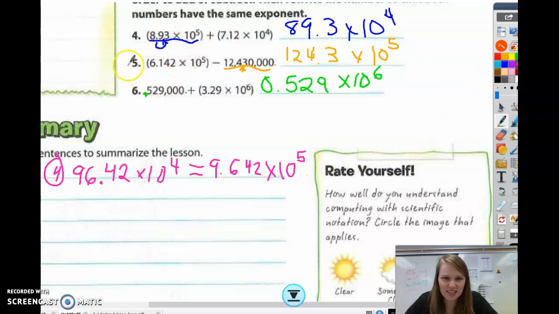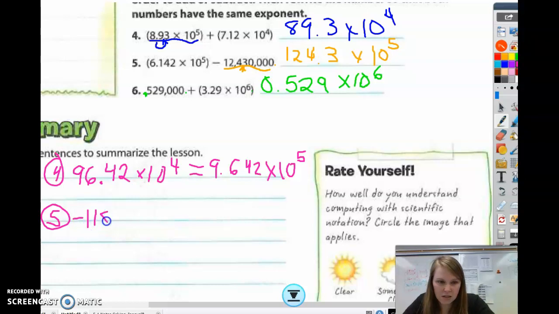So we got this. So number 5. Let's see if we can do number 5. Again, it's not asking us to, but hey, extra practice is good, right? So this minus this guy. So I'm getting 6.142 minus 124.3 times 10 to the fifth. I'm getting negative 118. Negative 118.158. And the answer, the end would be times 10 to the fifth, right?